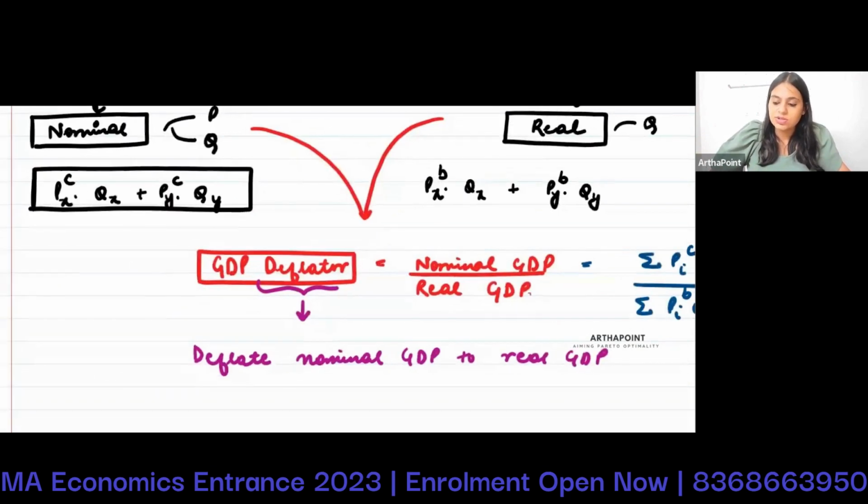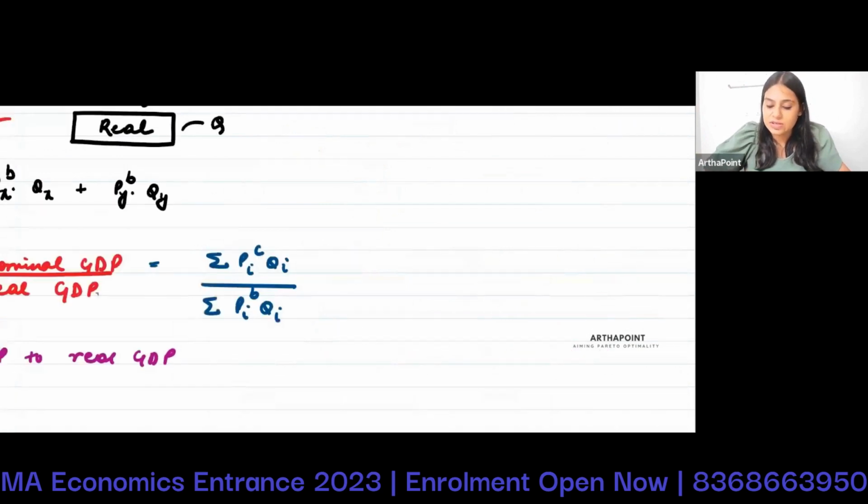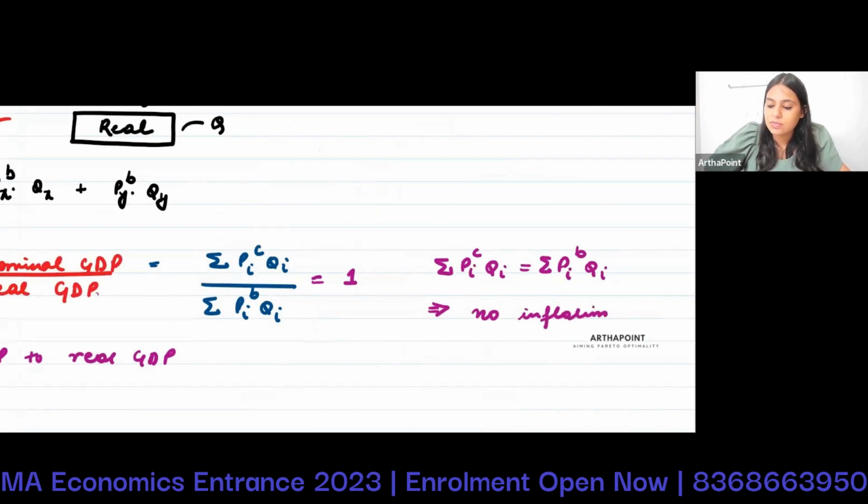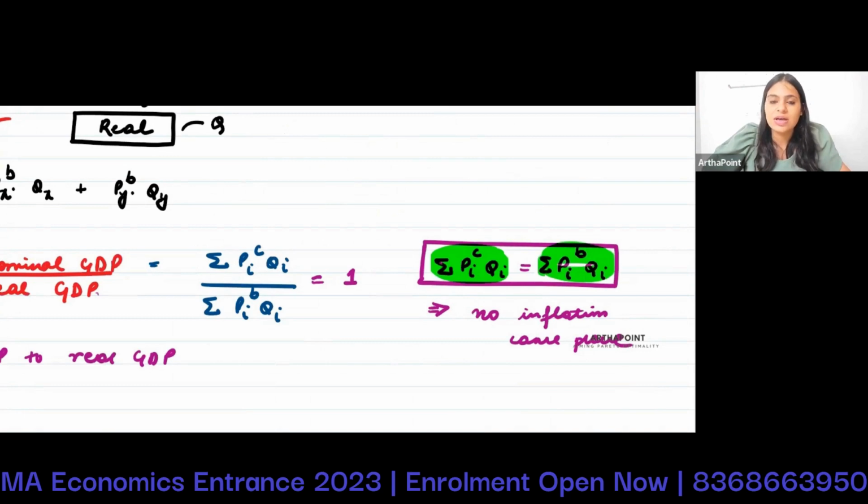And just imagine that if the GDP deflator is 1, then I am saying summation PI QI in the current year is the same as summation PI QI in the base year. So this implies that no inflation would have come up. The GDP is the same in the two years. Whether I found it using current year prices or the base year prices, it fetched me the same value. So there is no inflation.